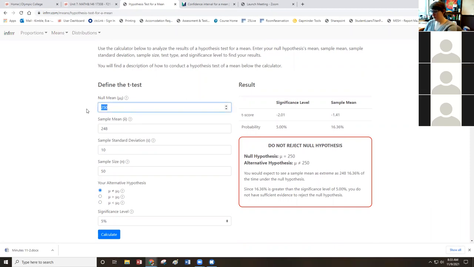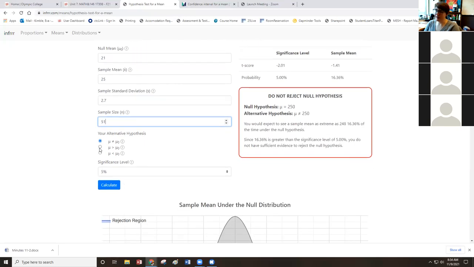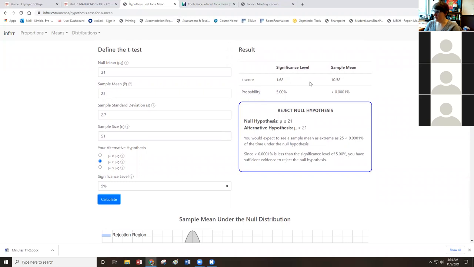Our null mean is 21, our sample mean was 25, our sample had a standard deviation of 2.7, and our sample size was 51. We also need to be sure to change the alternative hypothesis. We said that mu is probably bigger than what it used to be, so we're going to choose this one in the middle. Then we hit calculate, and we get a t-score of 10.58, which is what we expected. It also tells us your probability is less than 0.001%. If you see this, you can basically say that the p-value is zero. It's so close to zero that your computer or calculator won't have enough room for all the zeros that come before the one, so you can just say that your probability is zero.